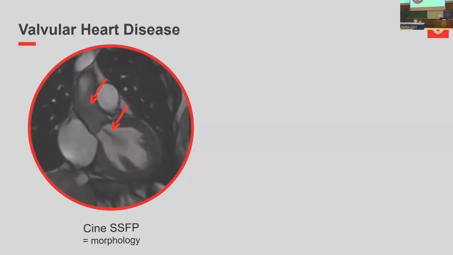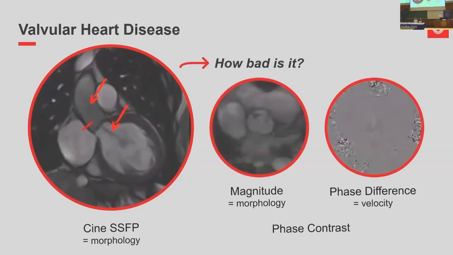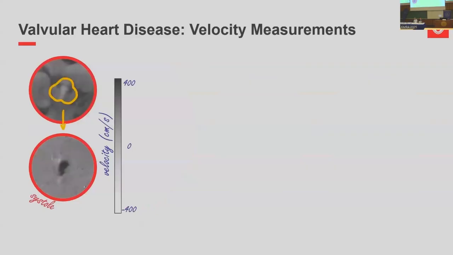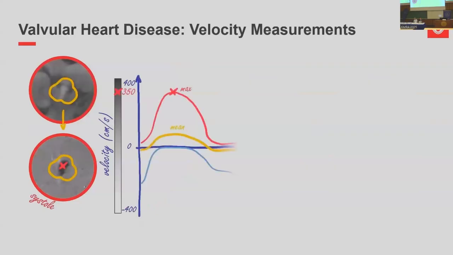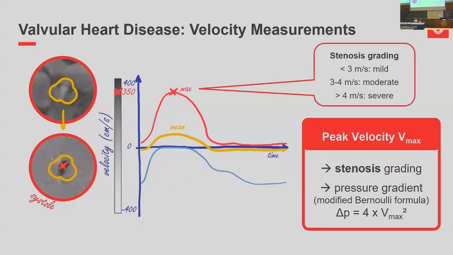The question now is, how bad is it? To answer this question, we positioned a 2D flow plane through the sinuses of Valsalva, and we can see that the valve doesn't open and close properly. To quantify this stenosis, we're looking at the maximum velocity, which in this case is 350 centimeters per second. This number is needed for the stenosis grading, and it indicates moderate stenosis.